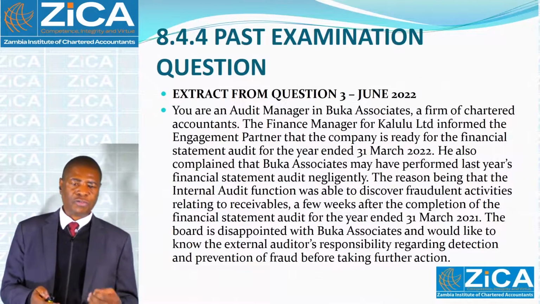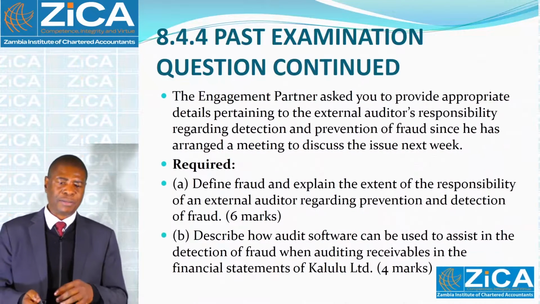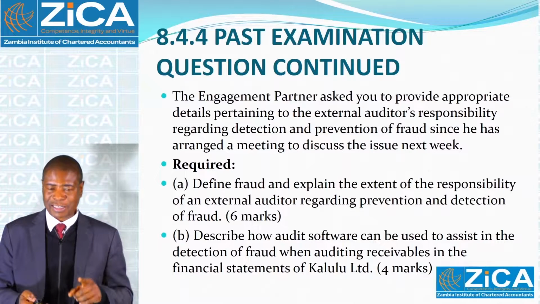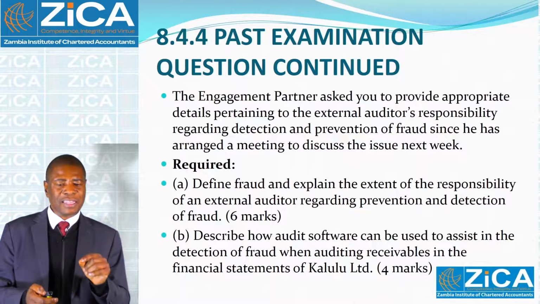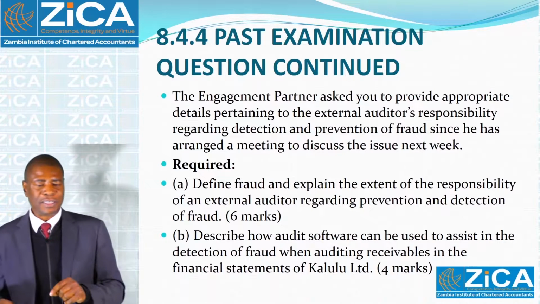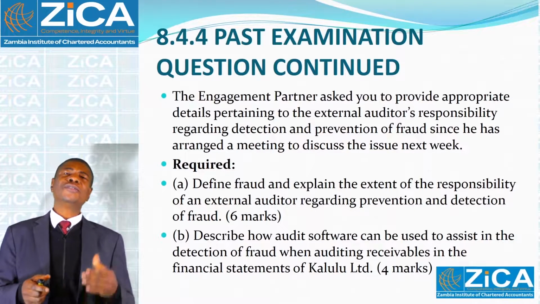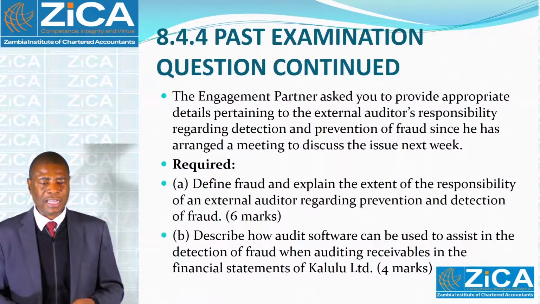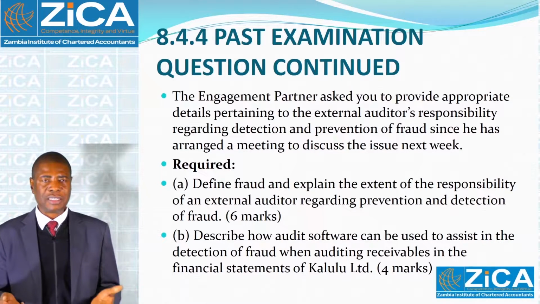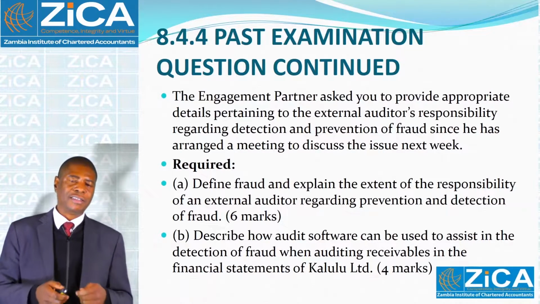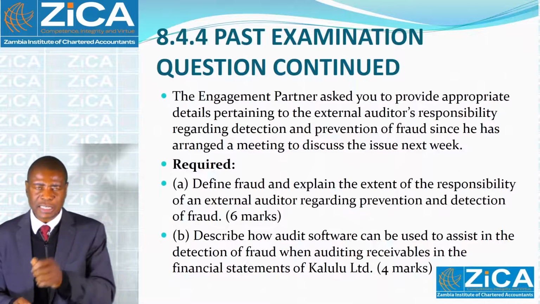There's also another question from June 2022. It's the same principle. You find the requirement is to define fraud. Now we're talking about fraud being deliberate, and explain the extent of the responsibility of the auditor, not the responsibility of management. Most of the students still live in the past, where they think auditors are not responsible for issues of fraud. No. Your ISA 240, which was revised, gives responsibilities for the auditors.